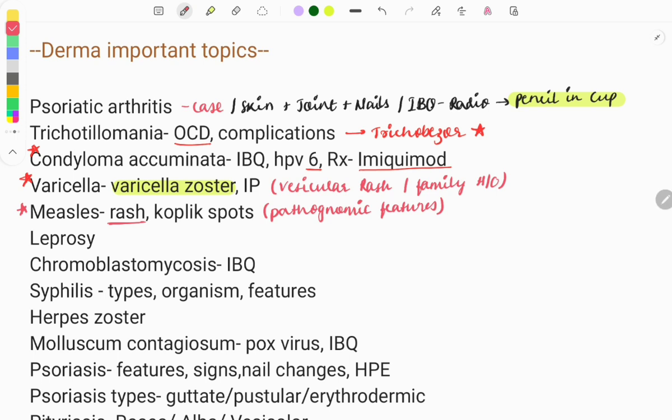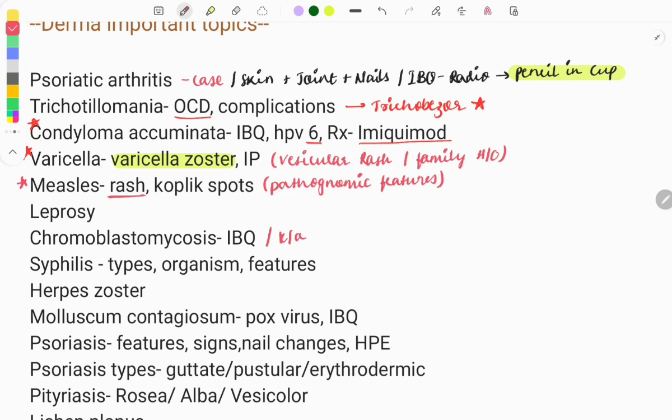Chromoblastomycosis, usually image-based questions are asked, and this question is usually integrated with microbiology. Chromoblastomycosis is also known as verrucous dermatitis. Verrucous means warty, and dermatitis means involvement of the skin.